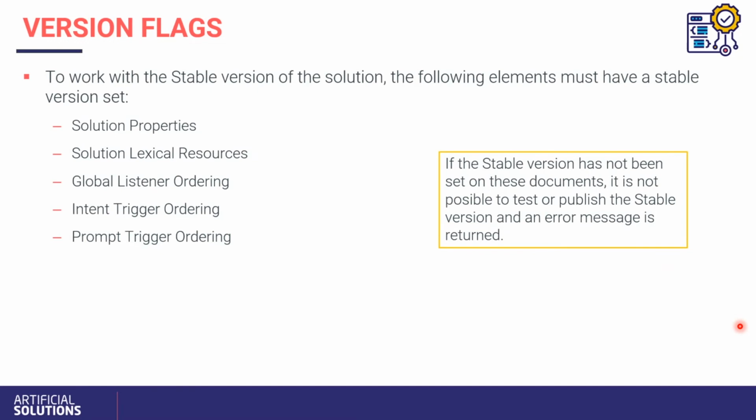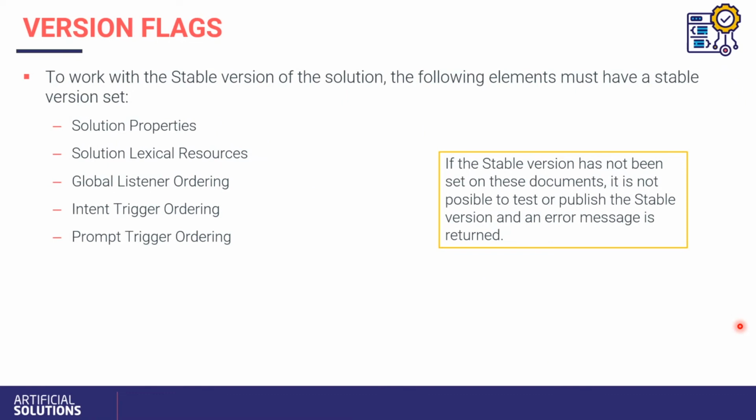Version flags also come with a set of requirements. To be able to use them, for instance, there are some elements inside your solution that have to have a version flag. As I said, you do not have to use the version flags, but when you decide to start using them, then you have to make sure that you set the version flag on these elements that you see here: solution properties, lexical resources, the global listener ordering, the intent trigger ordering, and the prompt trigger ordering. So on these 6 elements, you have to have a stable version.